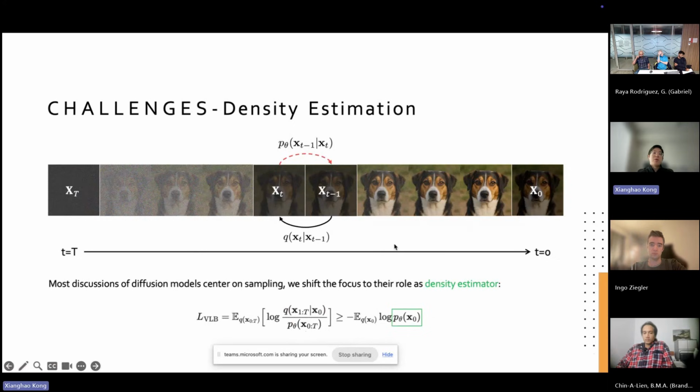When we talk about diffusion models, I want to talk about three challenges in density estimation. Or maybe two. The first one is density estimation: how to estimate a very complex density. This is a challenge.